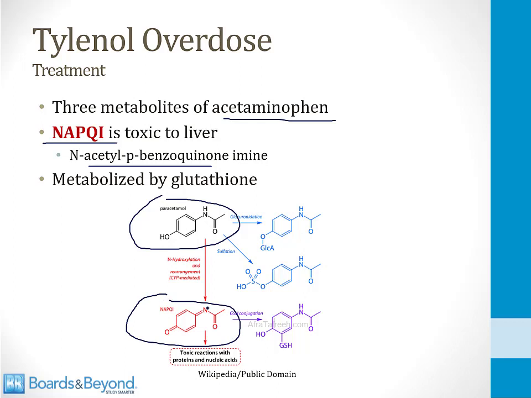But NAPQI can also be metabolized by glutathione into a non-toxic structure. Therefore, if the patient has enough glutathione around, the liver is protected from damage by NAPQI, and that's why N-acetylcysteine is the therapy of choice for Tylenol overdose.